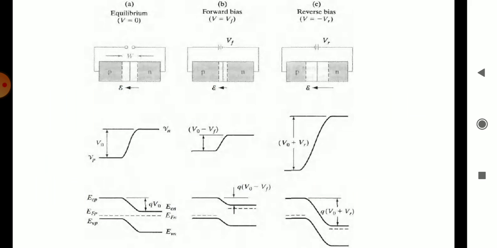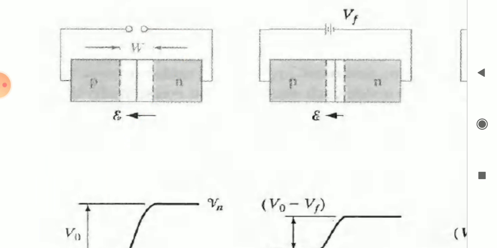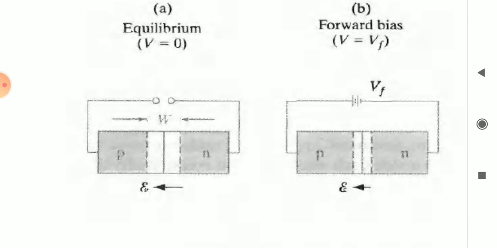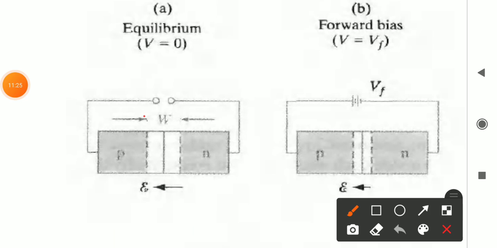So the first case is this one, at equilibrium. At equilibrium we are not connecting any voltage source to a PN junction, and W is the width of the depletion region. This is P type and N type, and the electric field. The direction of the electric field is from positive to negative.